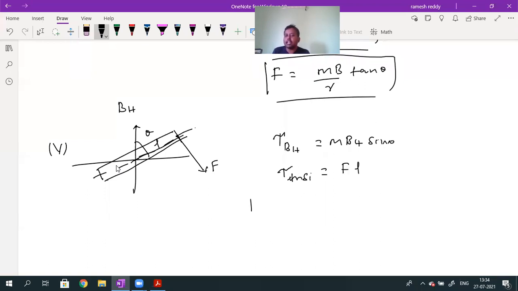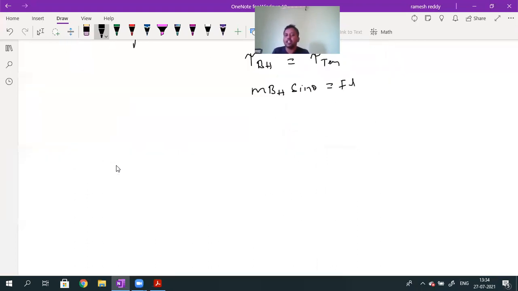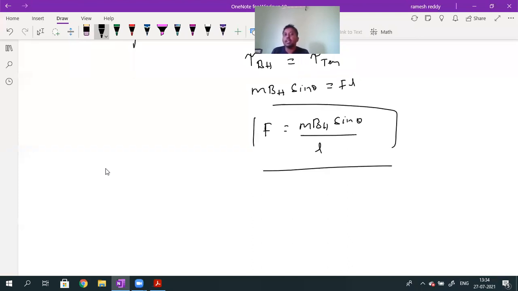For equilibrium, what is the condition? Torque due to the horizontal component will be equal to the torque due to the tension in the string. M into BH into sin theta will be equal to F into L. From this, what is the F value? F value will be given by M into BH into sin theta divided by L. This is how much force is needed to apply for the system to be in equilibrium.